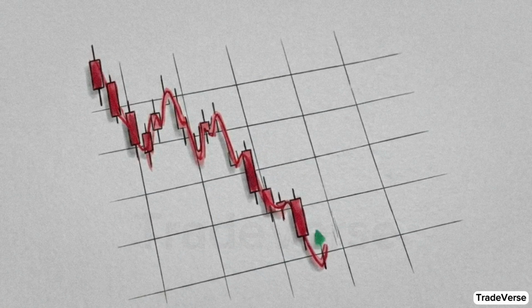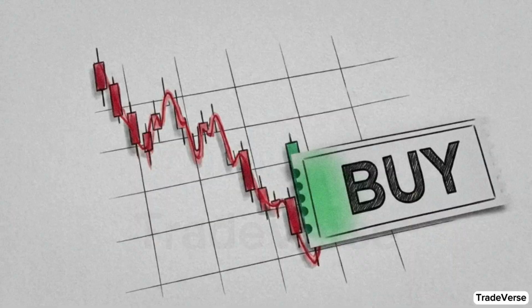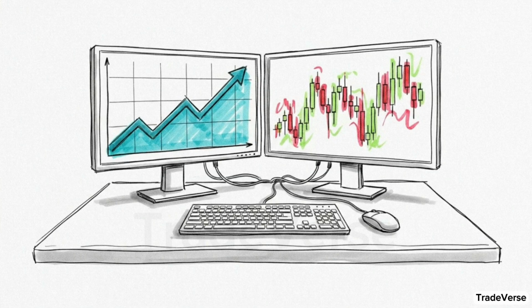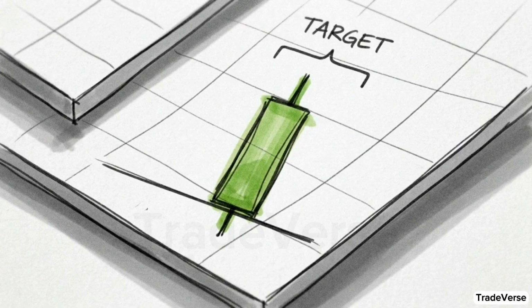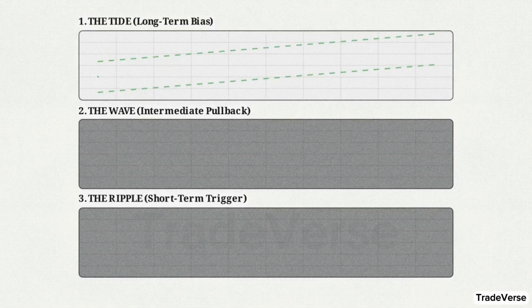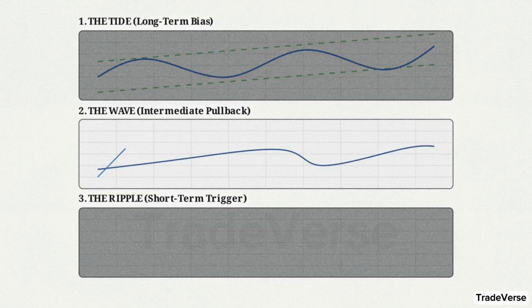This is handled through a top-down filtration funnel, a process that navigates from the widest macro trend down to tactical micro execution. Step 1. The tide. Use the highest time frame to establish a strict directional bias. Step 2. The wave. Drop to an intermediate chart to spot a pullback against the trend. Finally, the ripple. Zoom into the lowest time frame to hunt for a precise entry trigger.